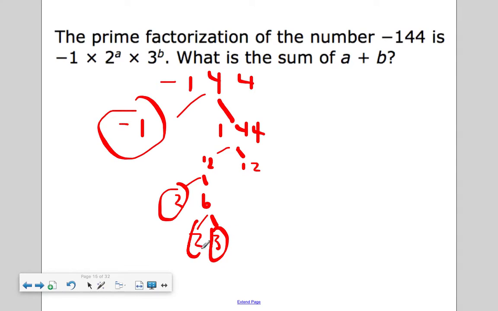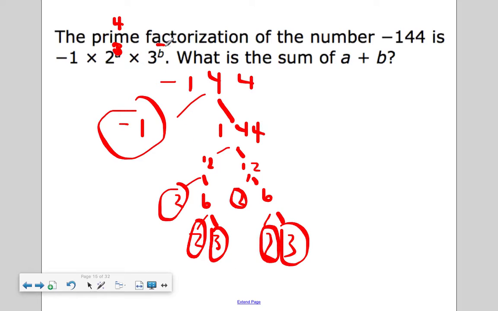Prime, prime. 12. Can I just repeat what I just did previously? Yes, I can. Prime, prime, and prime. So I have negative 1. How many 2's do I see? 1, 2, 3, 4. So A should be 4. How many 3's do I see? 2 of them. So what is the sum of the 2 exponents? It would be 6.